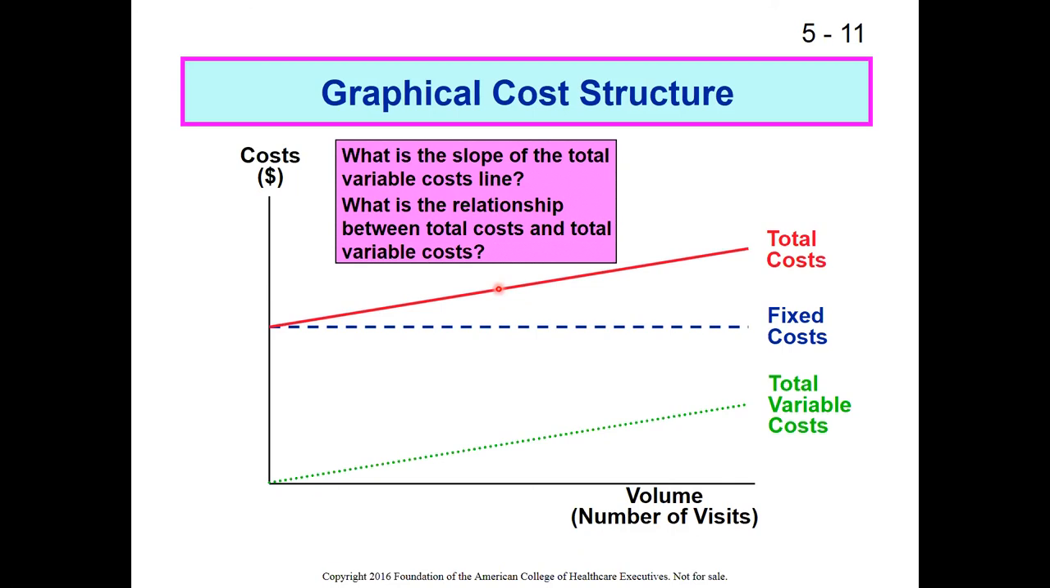As we're out here at 1,000 visits, it's 300,000 plus $25,000 in variable costs. So the gap between total cost and variable cost here is going to equal the variable cost here, right? So the gap here is going to equal the gap here. The fixed cost essentially becomes a y-intercept and tells us where to begin to draw the total cost line, and the total cost line is going to be parallel to the variable cost line, coming off of where the fixed cost amount is on the y-axis.